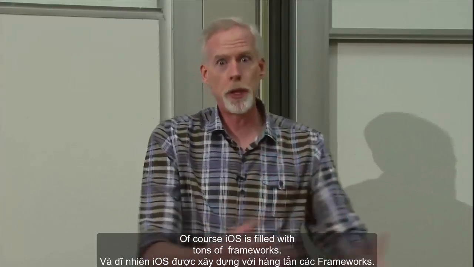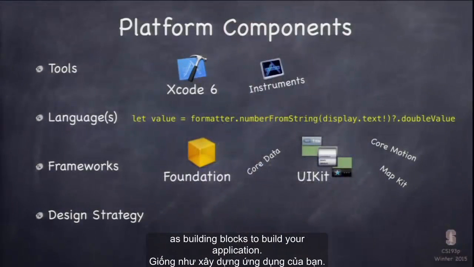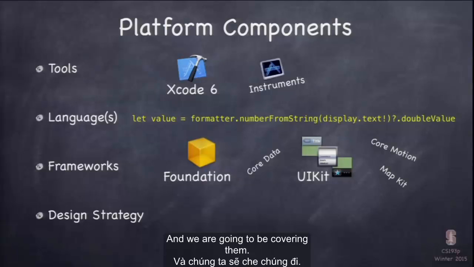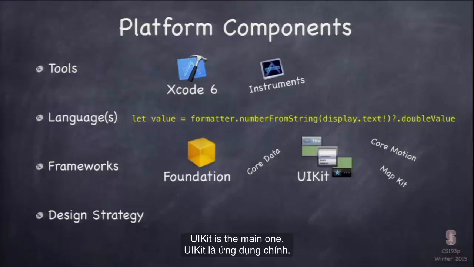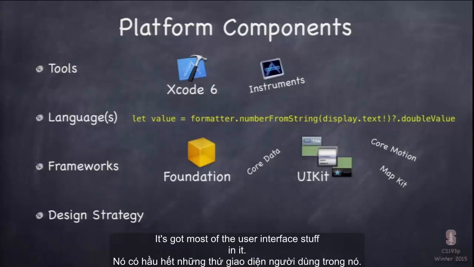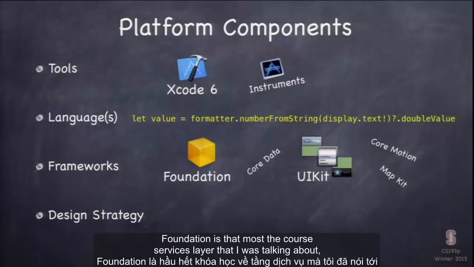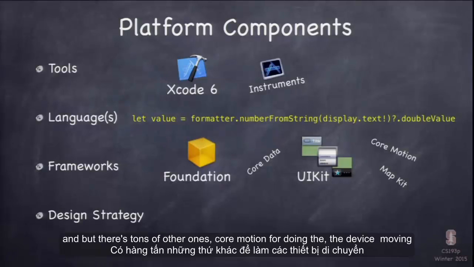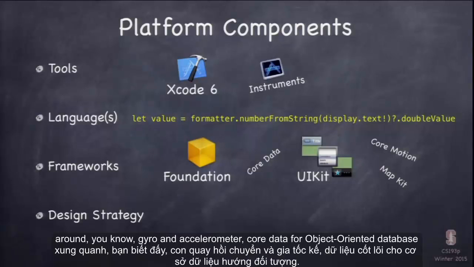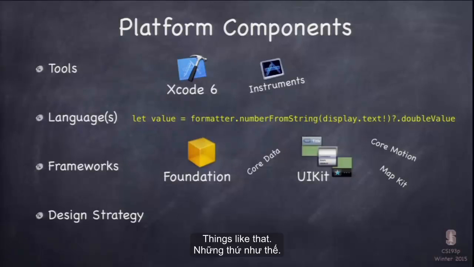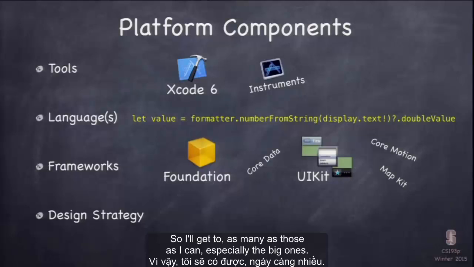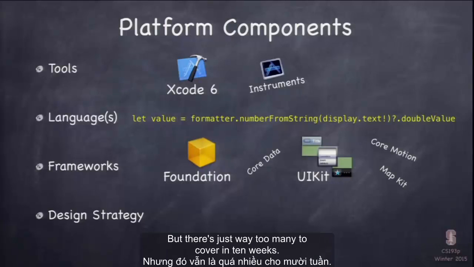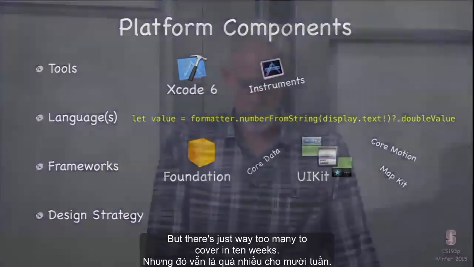Of course, iOS is filled with tons of frameworks. Frameworks are libraries, basically, of objects that you use as building blocks to build your application, and we are going to be covering them. UIKit is the main one. It's got most of the user interface stuff in it. Foundation is that core services layer that I was talking about. And but there's tons of other ones. Core Motion for doing the device moving around, gyro and accelerometer. Core Data for object-oriented database, things like that. So I'll get to as many of those as I can, especially the big ones. But there's just way too many to cover in 10 weeks.